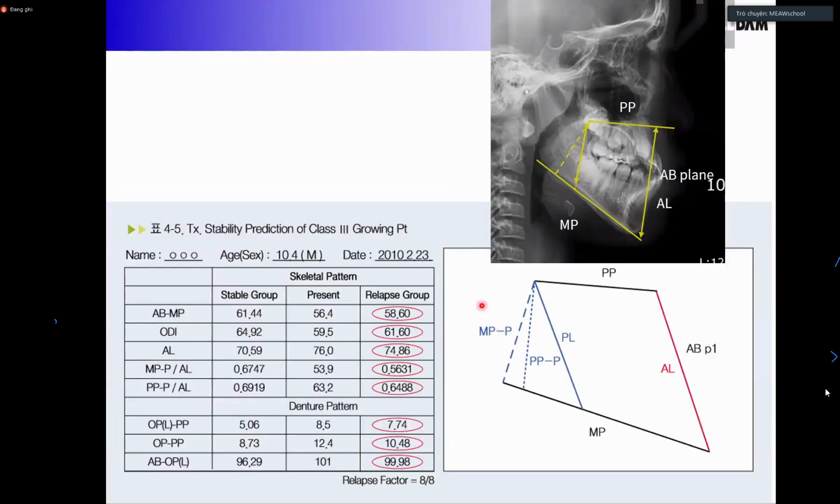In our hospital's study, this is a stability prediction of class 3 growing patients. We considered severe anterior-posterior crossbite, which means an anterior-posterior problem, to be the main relapse factor. However, our study shows the vertical problem is the main causing factor for relapse.